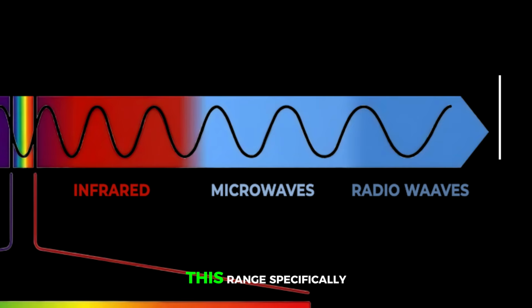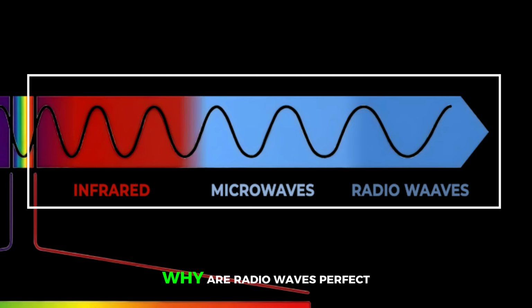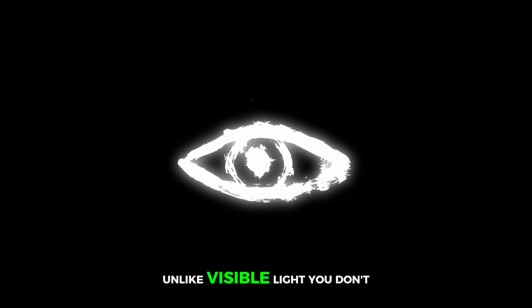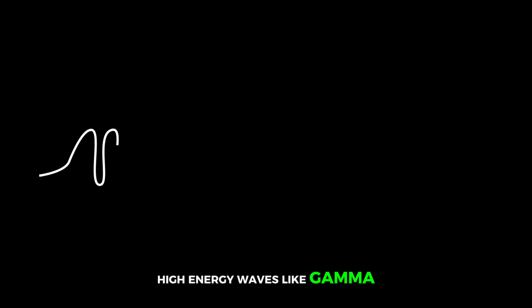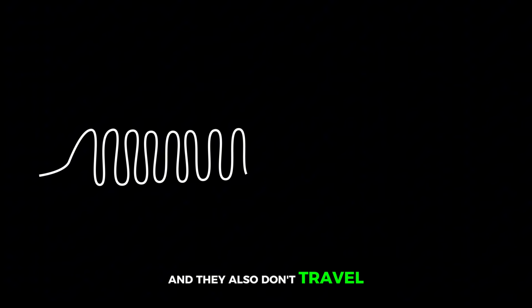Now, why do we use this range specifically? Why are radio waves perfect for wireless communication? First, you can't see them. Unlike visible light, you don't see radio waves. And if you could, it'd be overwhelming. High-energy waves like gamma are dangerous, and they also don't travel far.